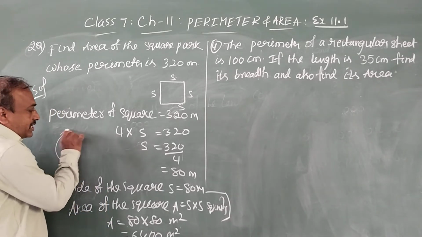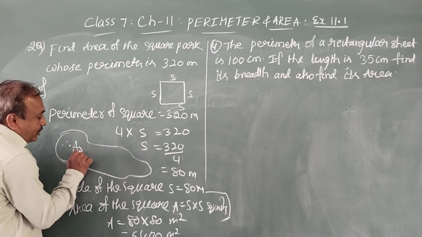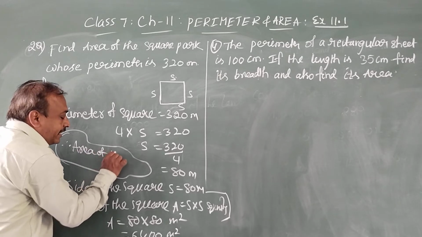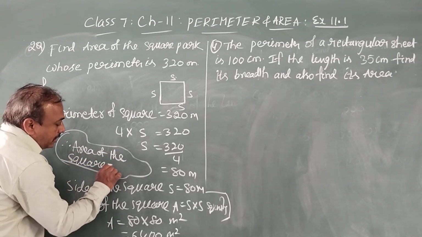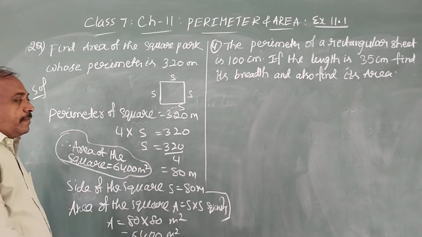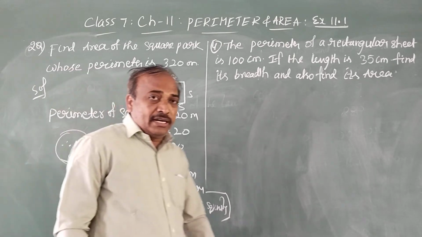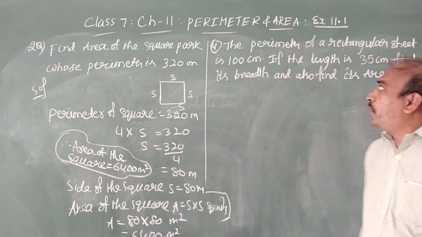Here I am writing the therefore statement. Therefore, the area of the square is equal to 6400 meters square. I hope you understood. Let us see question number 4.